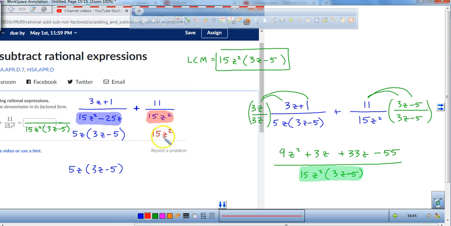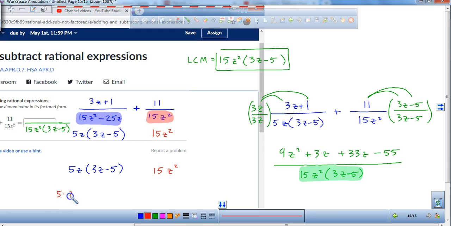And then right here we have a factor of 15z squared. We have a term, a monomial, 15z squared. So what we have to do is find the least common multiple between all of these. Let's go ahead and break it down right here.